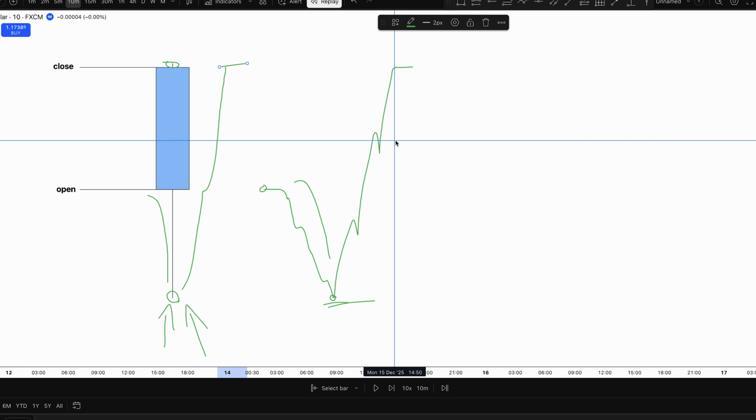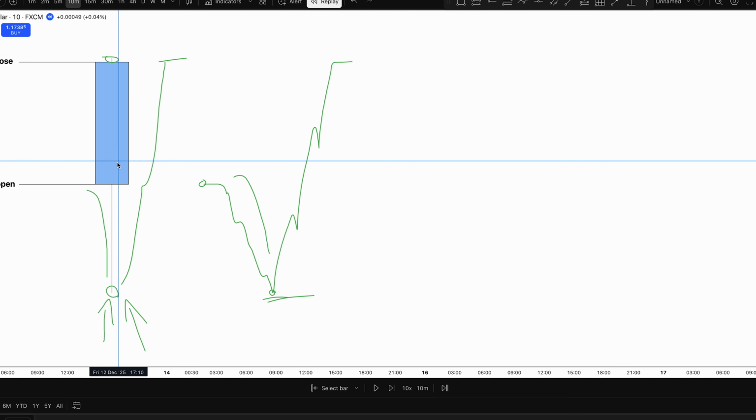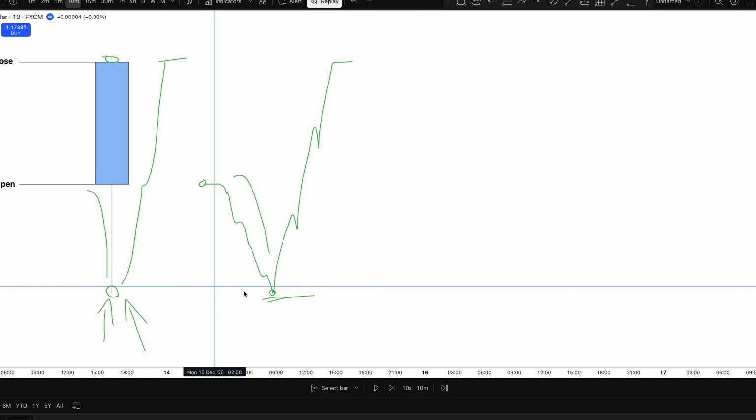Basically, this is an incredibly bullish situation, because not only have we closed considerably higher than we opened, we've also seen a huge rejection from buyers after an attempt to go notably lower.